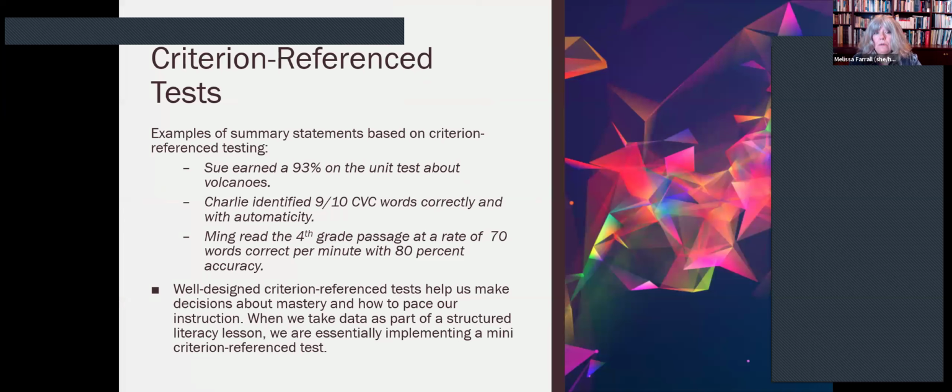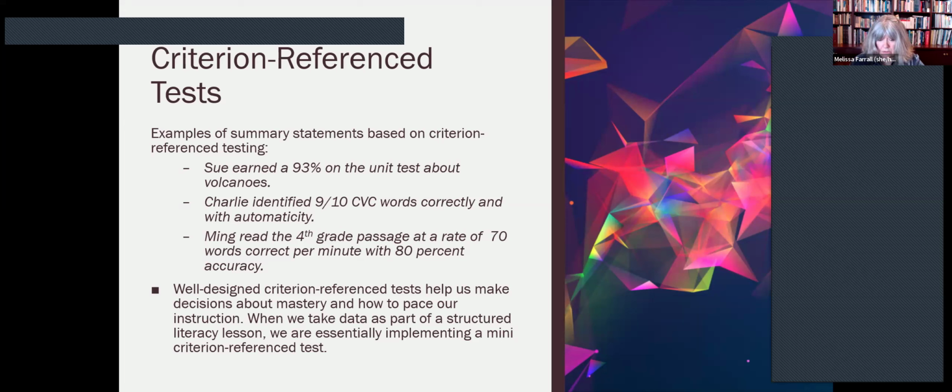So here we go. Sue earned a 93% on the unit test about volcanoes. Charlie identified 9 out of 10 CVC words correctly and with automaticity. Ming read the 4th grade passage at a rate of 70 words correct per minute with 80% accuracy. These are tests specifically designed so that we can make decisions about to what degree our students have mastered certain skills, and they help us make decisions about how to pace our instruction.